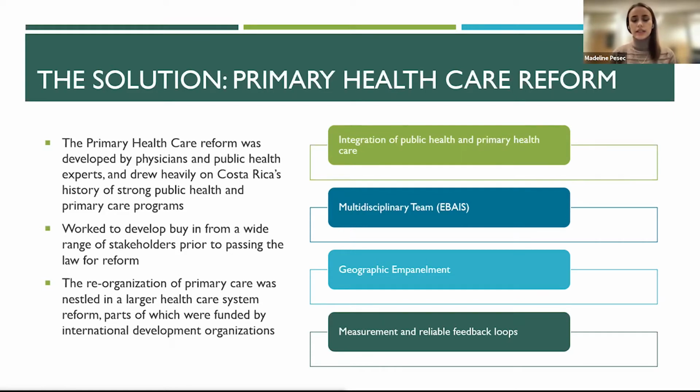In order to deliver those services, they were going to use multidisciplinary teams, which we'll talk about in a little bit. To figure out who they were going to care for, they were going to geographically impanel their population to those teams. And then in order to make sure that the model was continuously improving and achieving the highest quality that it could, they were going to develop really reliable feedback loops to measure their performance.